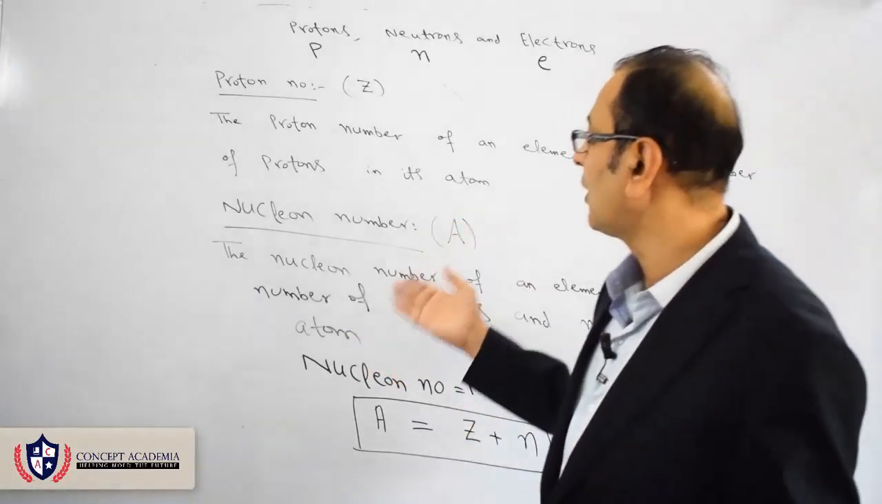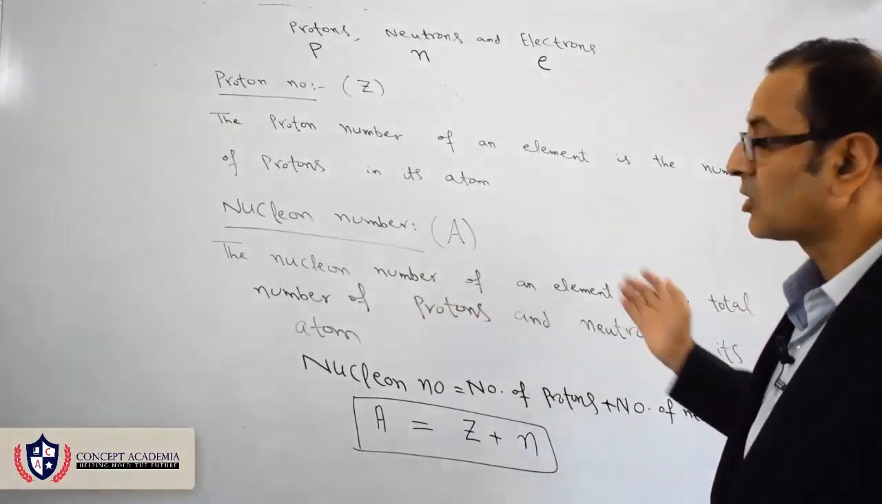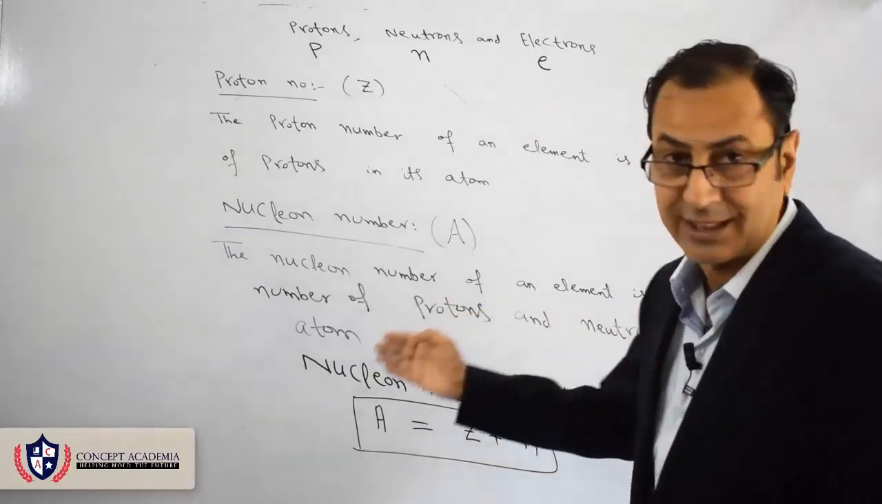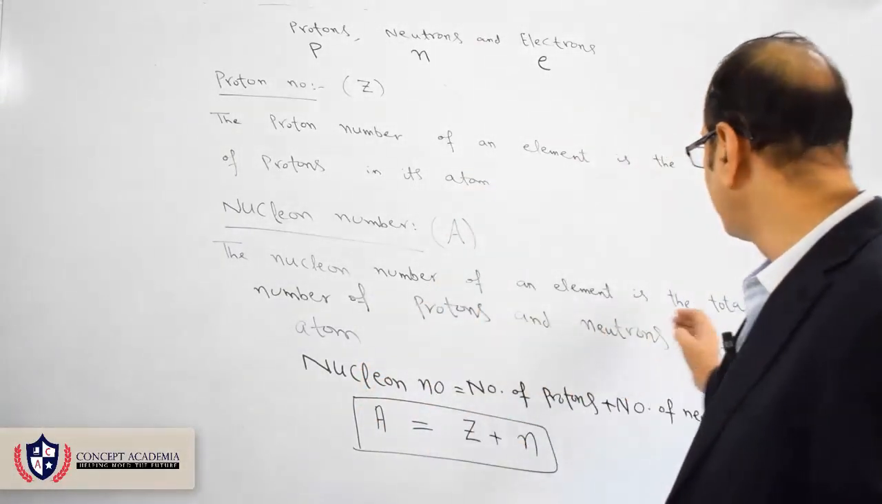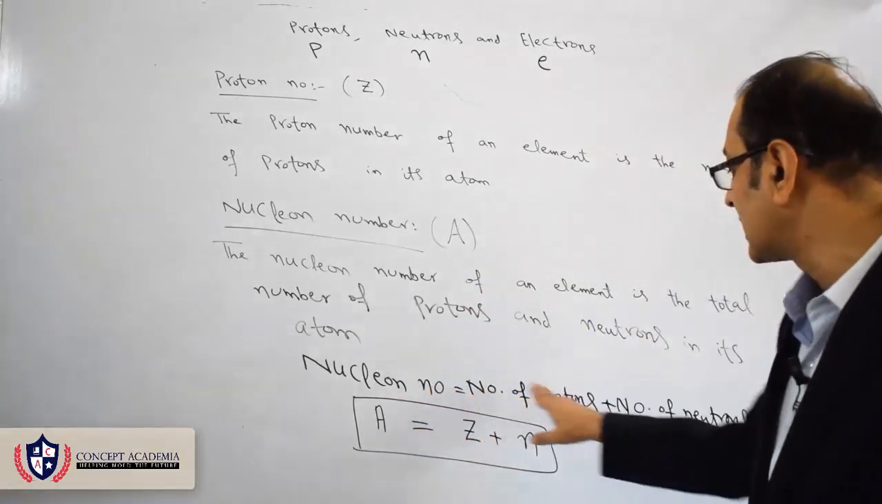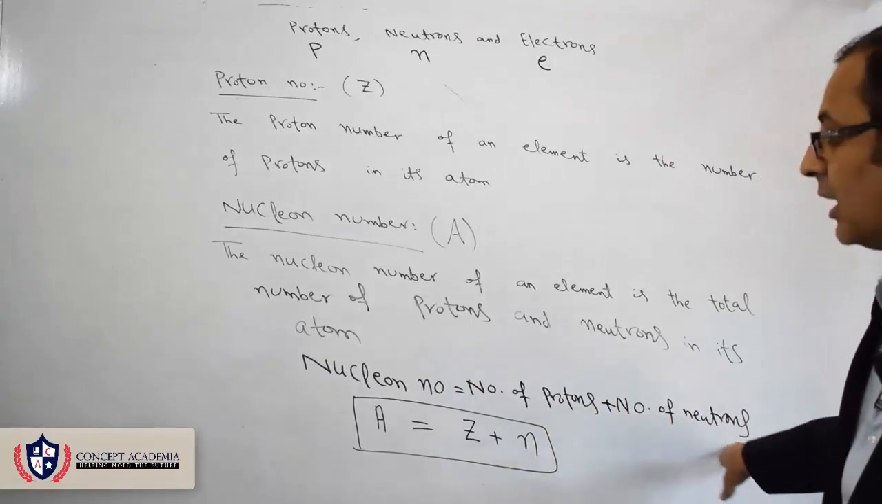And the nucleon number of an element is the total number of protons and neutrons in its atom. The total number of protons plus the number of neutrons in its atom. So the nucleon number is equal to the sum of the number of protons and number of neutrons.